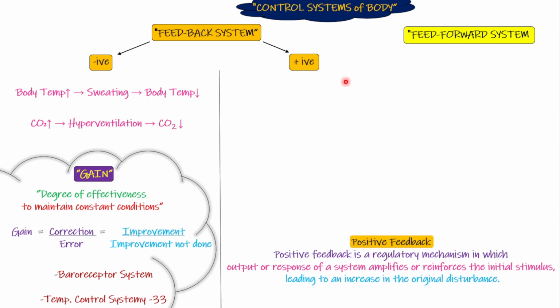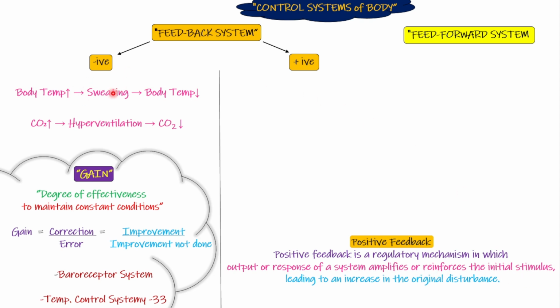Now what exactly is positive feedback? Positive feedback is a regulatory mechanism in which the output or response of a system amplifies or reinforces the initial stimulus, leading to an increase in the original disturbance. Basically, the output is supporting the initial stimulus. In the case of negative feedback, the output was going against the initial stimulus, but in the case of positive feedback, the output is amplifying the initial stimulus.